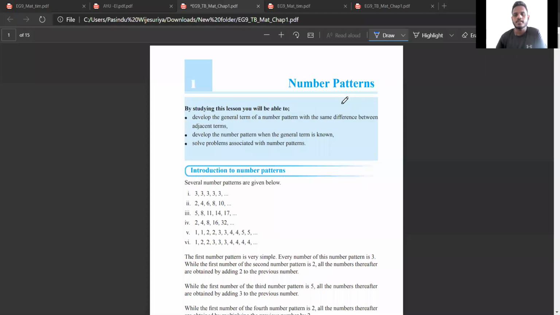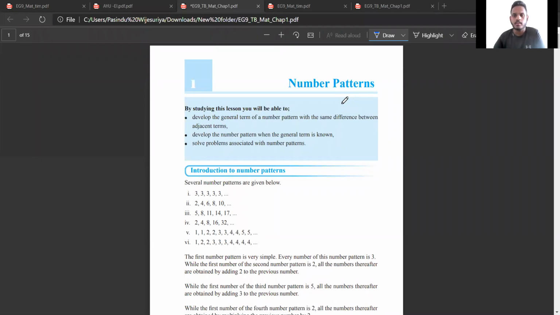So in this stream there are going to be multiple chapters. Without further ado, we will move on to the first chapter, which is number patterns. I will be sharing my screen. So, moving on to the number patterns.